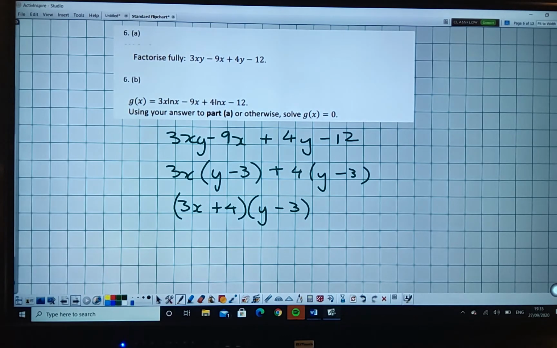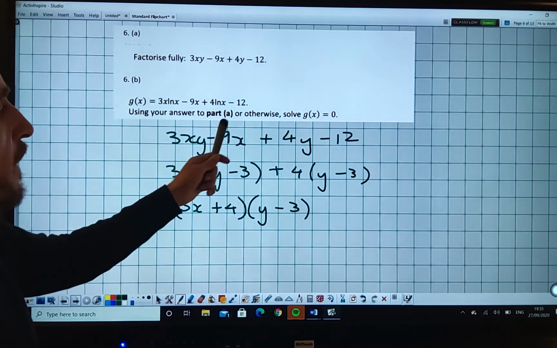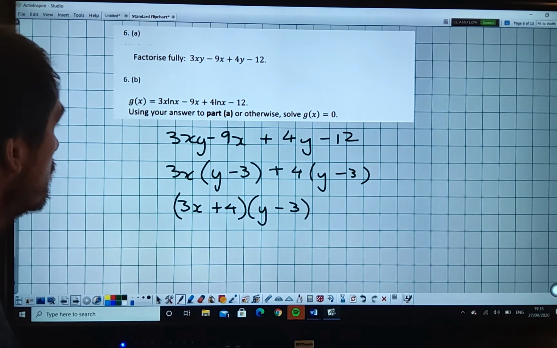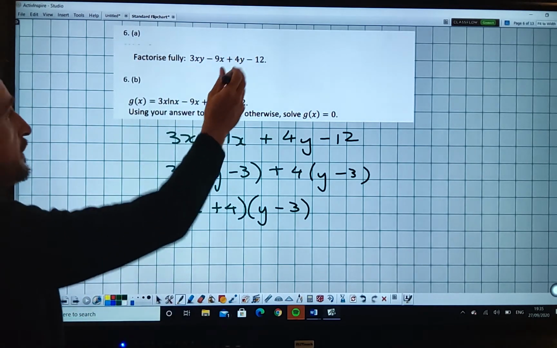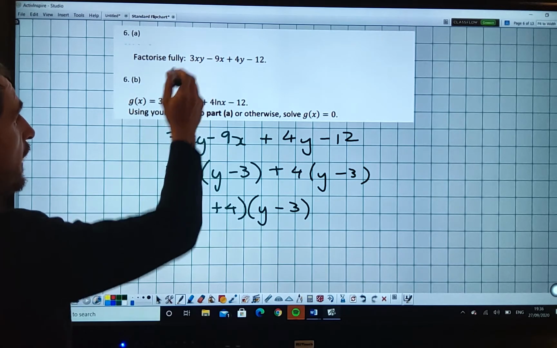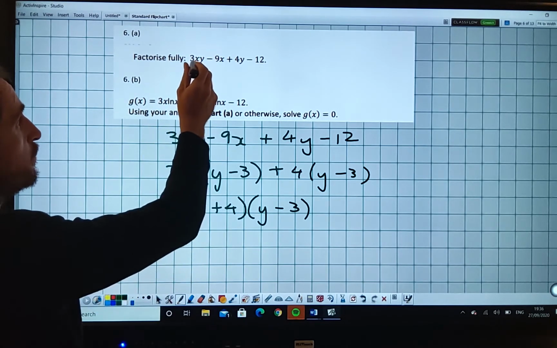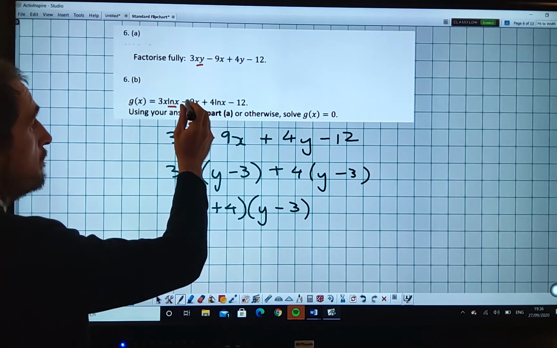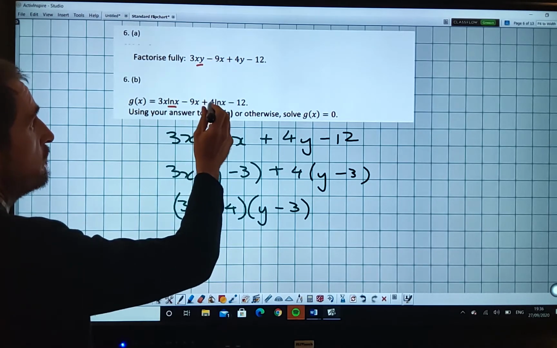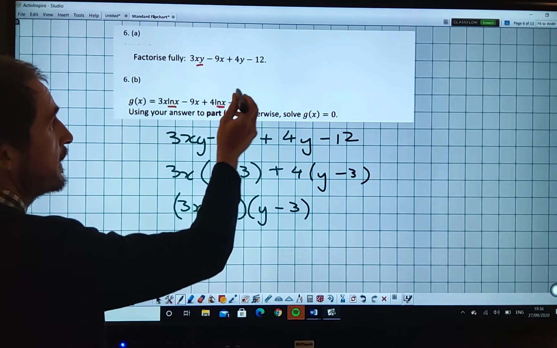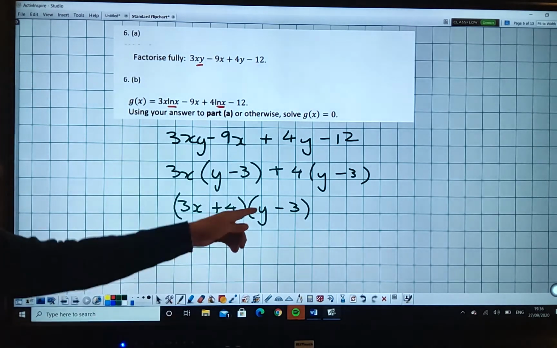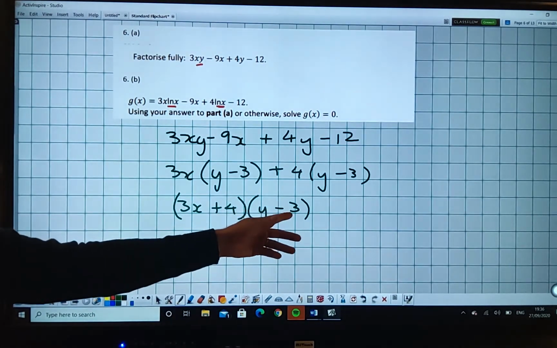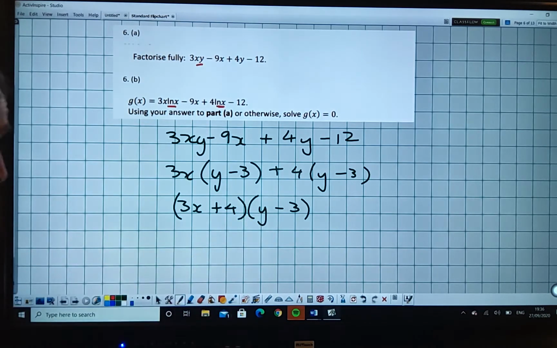Now, then they say as follows. Using your answer to part A or otherwise solve g(x) is equal to 0. This is g(x) here. But if you look, the only difference between g(x) and this here is 3x y, ln x in y, minus 9x, 4y, ln x, minus 12. So basically what that's saying is y is equal to ln x. So to solve it, you just do y is equal to 3, so ln x is equal to 3.